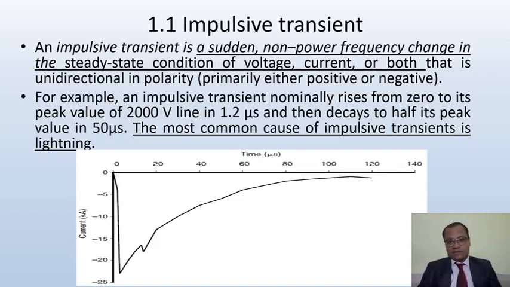No particular time event. Then non-power frequency change. It is not occurring at the frequency of 50 Hertz. The frequency of the voltage or current where it occurs may change. In the steady state condition of voltage or current, it may occur in a voltage or in a current or both, in unidirectional polarity. This unidirectional polarity makes the exact definition of an impulsive transient.